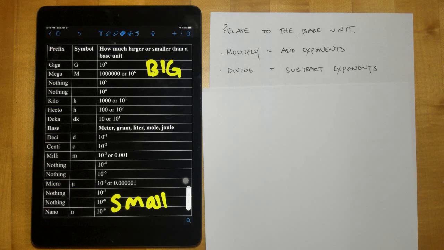All right, you learned about exponents. When you're multiplying numbers, you add the exponents. When you divide, you subtract the exponents.